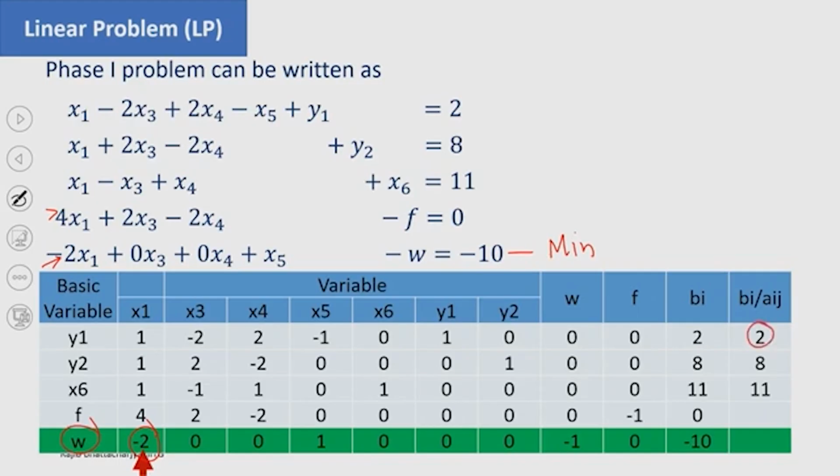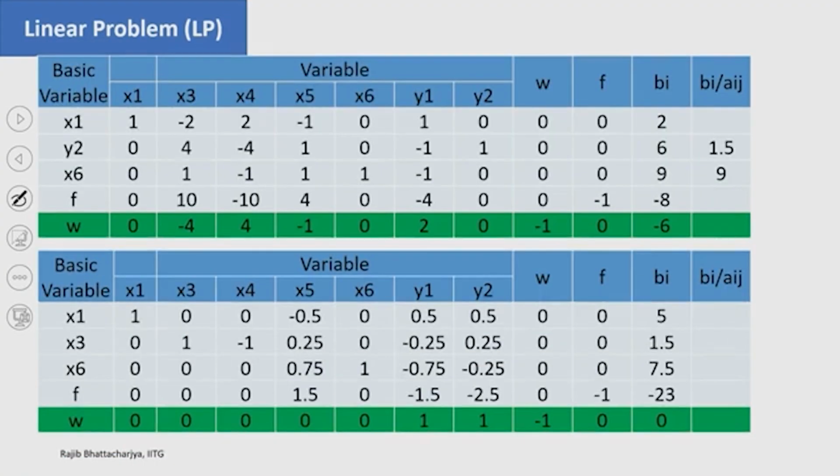Then I look at the ratio of b i by a i j. So, this is the minimum one. So, therefore, this will be the pivoting element. Okay. So, if it is the pivoting element, then this will be equal to 1 and for others this will be equal to 0. Now, x 1 has entered into the basis. Now, y 2 is still there. Now, next question is, can we improve the solution? Yes, because there is a negative coefficient here, there is a negative coefficient here.